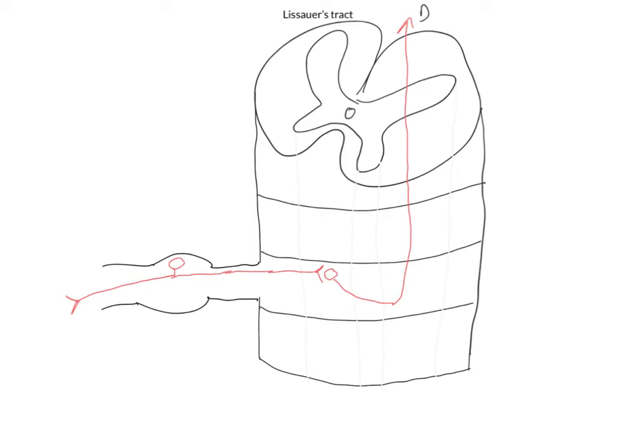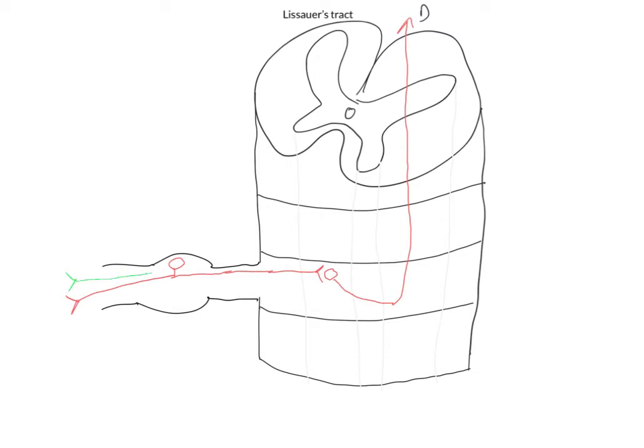However, in reality, Lissauer's tract means that there is a population of first-order neurons which don't necessarily synapse at the level of their second-order neuron. There is, in fact, a population of first-order neurons that ascend a couple of segments. So let's draw those on using a green colour. So here is, once again, a first-order sensory neuron. It's part of the spinothalamic system. It might carry pain or temperature, for example.